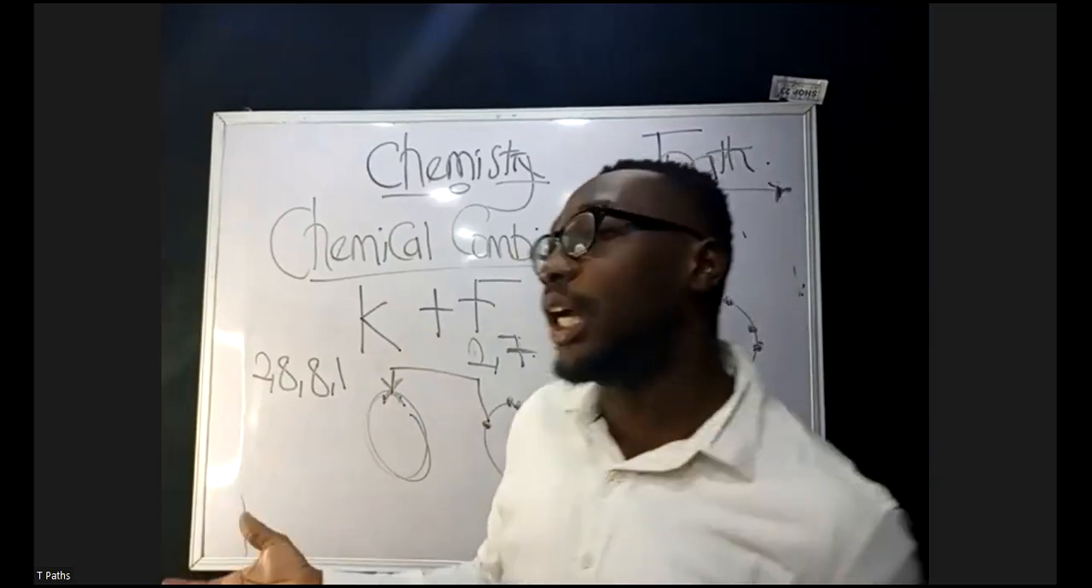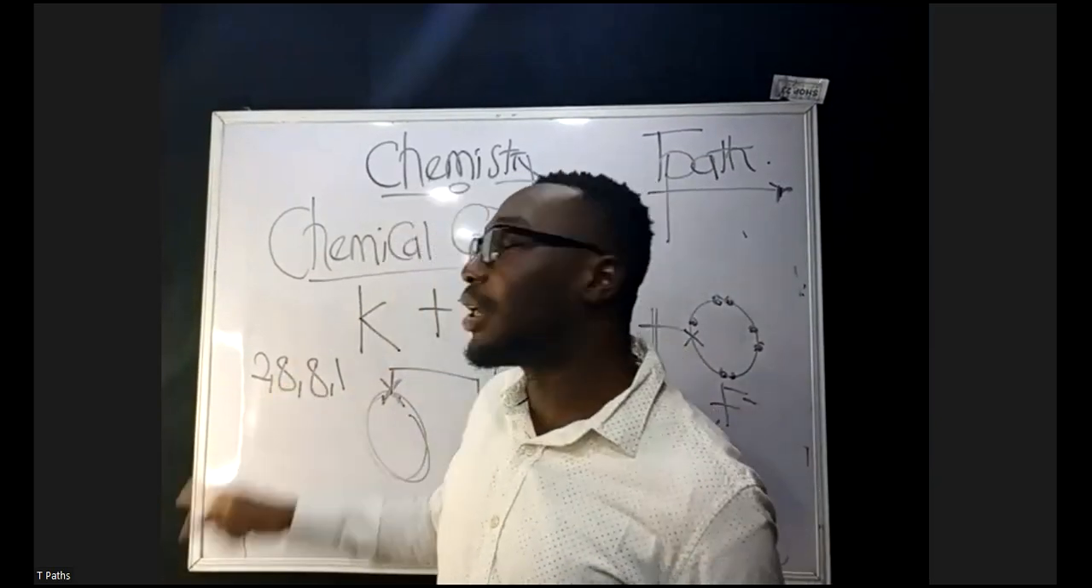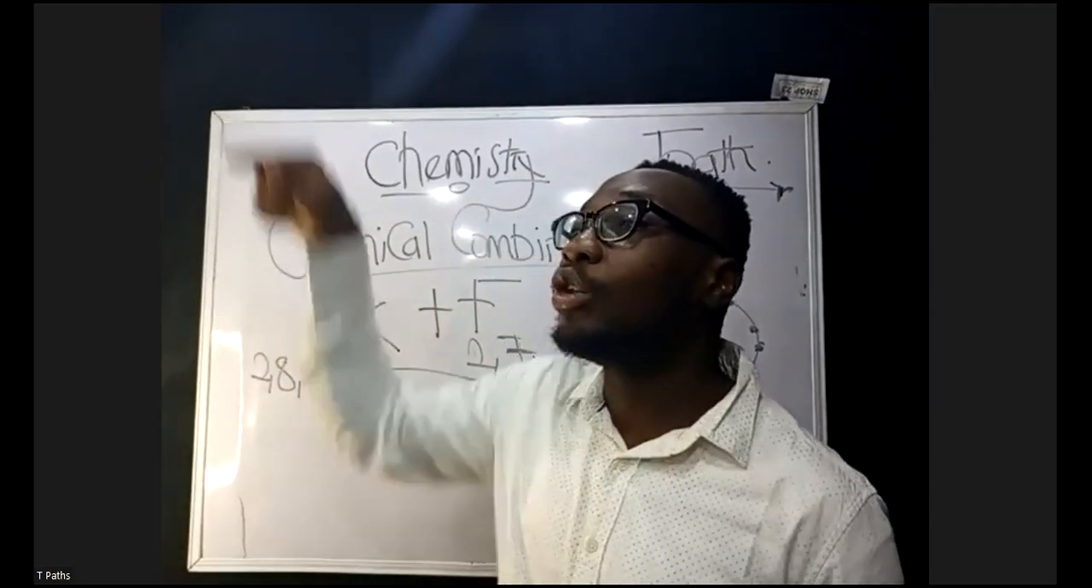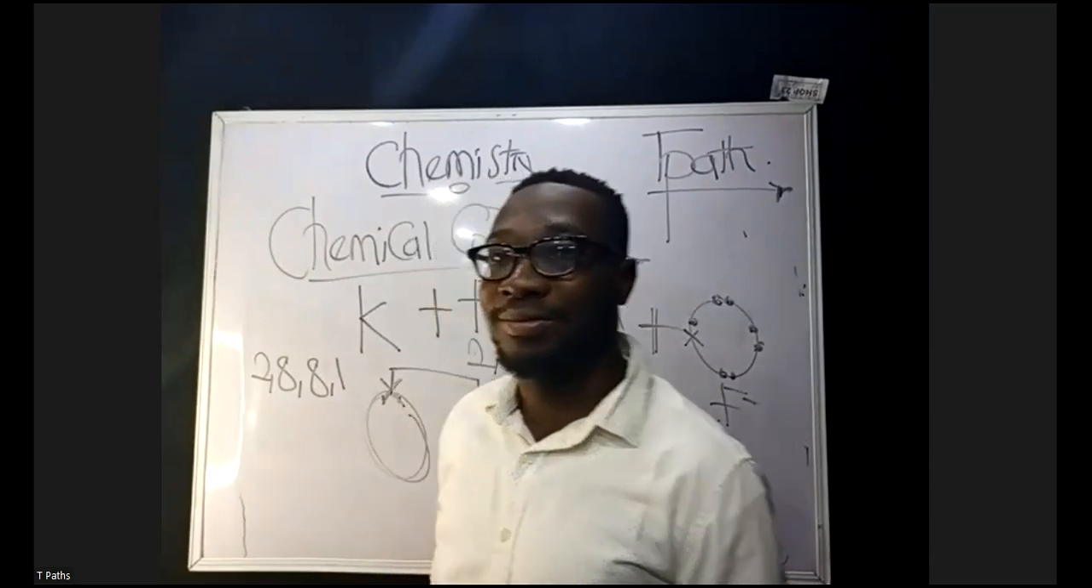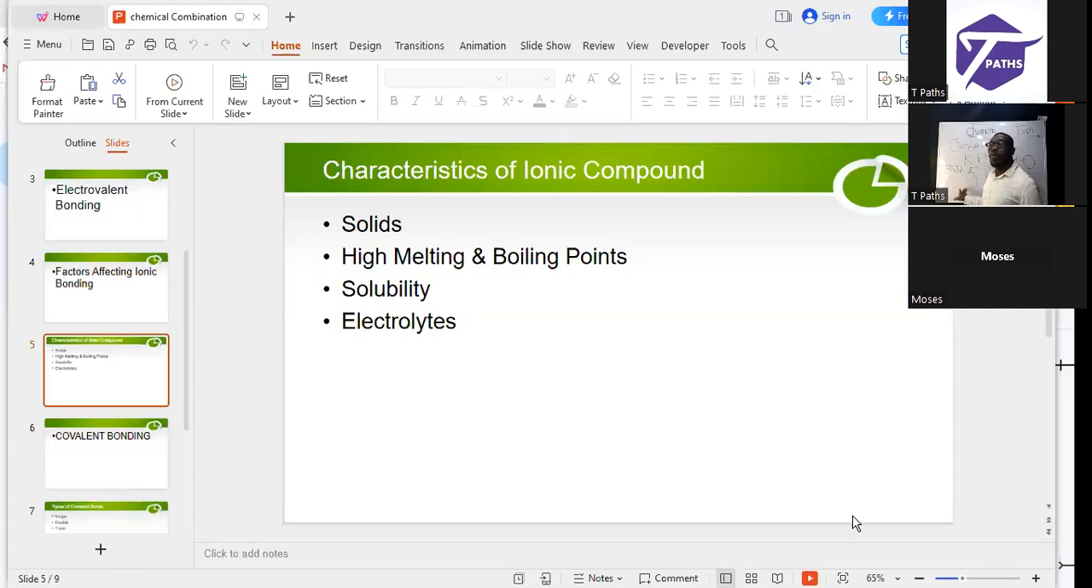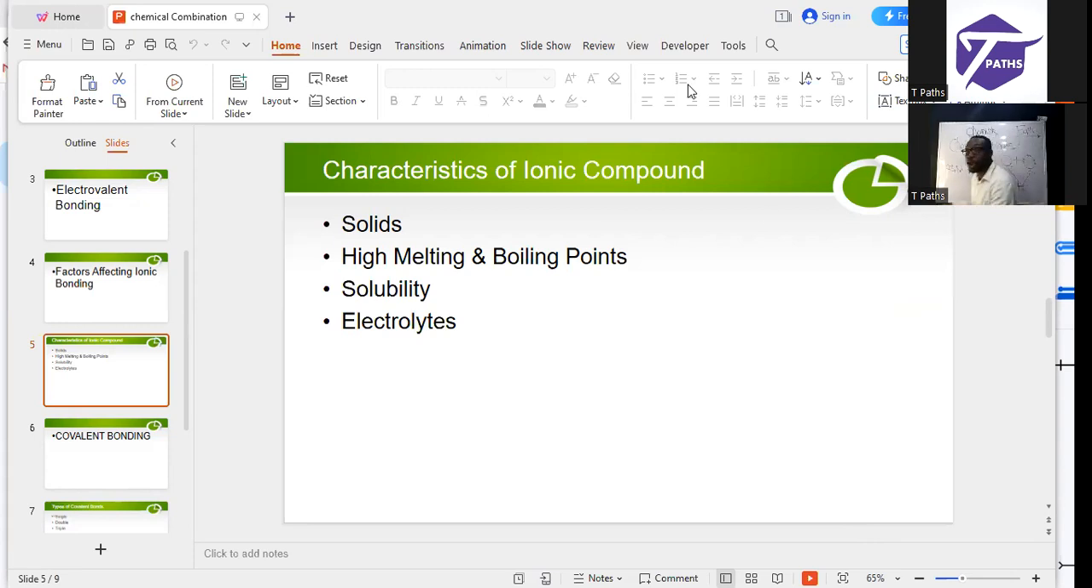Ionic compounds can act as electrolytes. Note, NaCl is not an electrolyte, but NaCl in water is an electrolyte. So that means an ionic compound in aqueous form is an electrolyte, while an ionic compound in the solid form will not act as what? An electrolyte. So that's why we need to note the difference between both of them. Ionic compounds are very good electrolytes, and they should be able to conduct electricity.